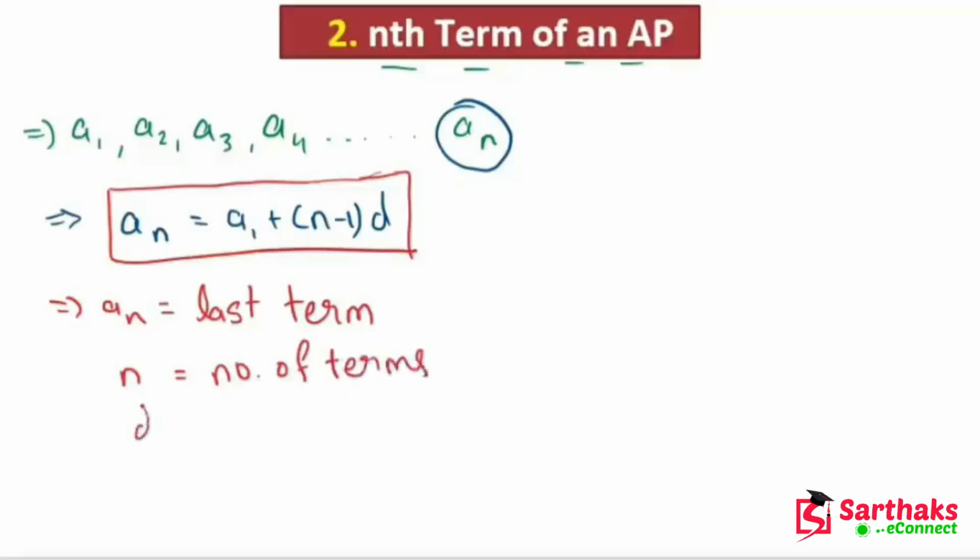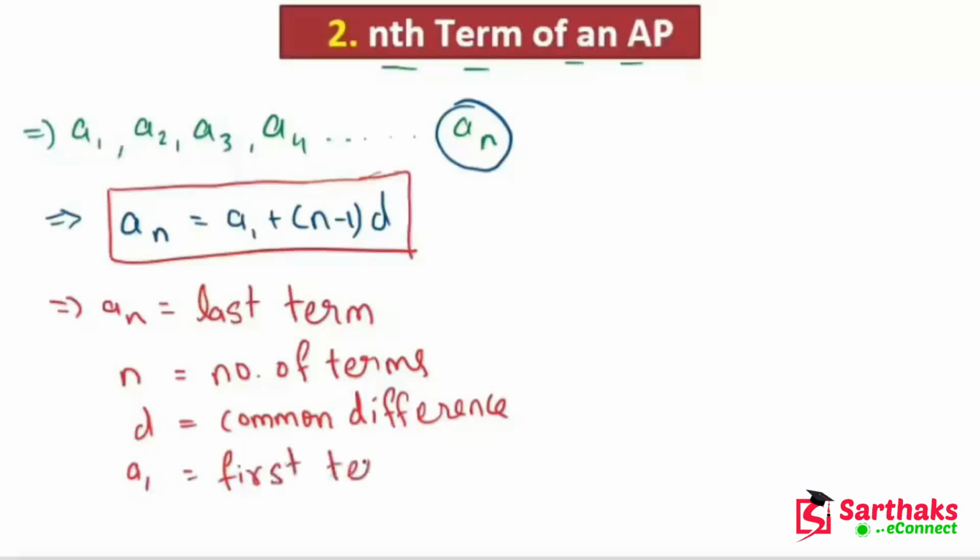Now the value of D, what is D? D is our common difference, and A1 is our first term. If we know A1, N and D, we can easily find the value of AN. I hope you get this point.